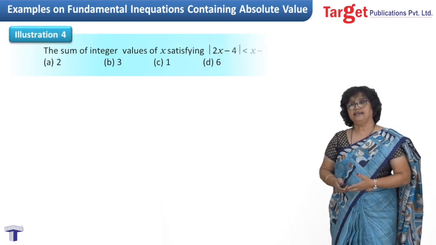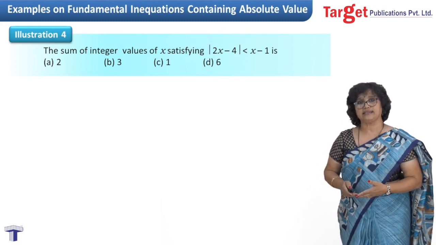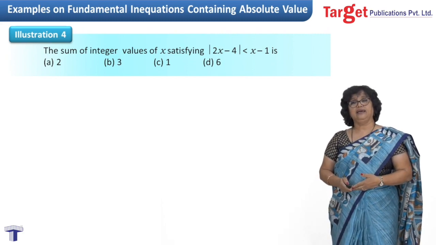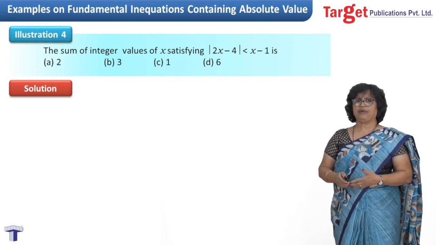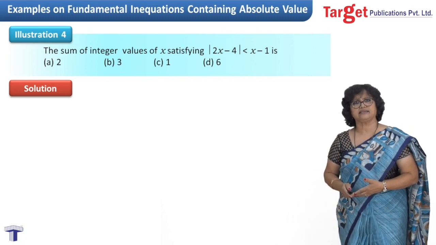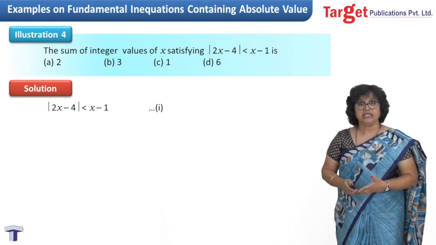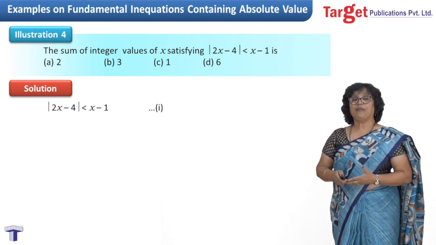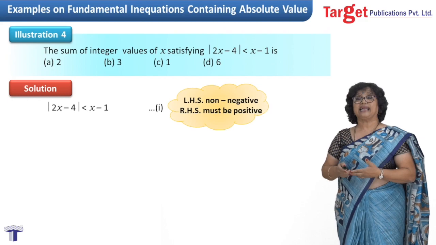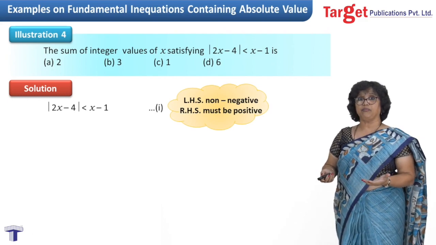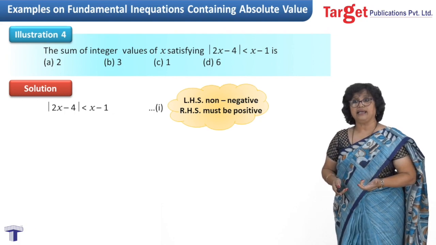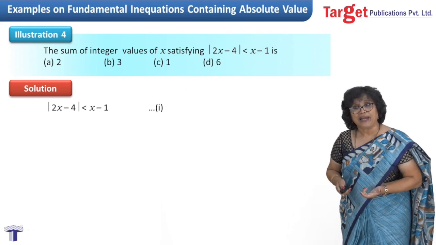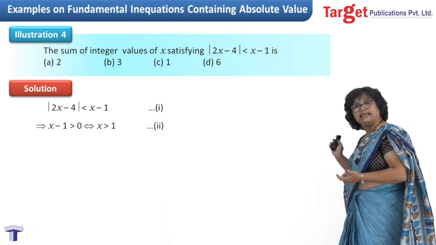Now the next one says that I have to find the sum of integer values of x which satisfy absolute value of 2x minus 4 less than x minus 1. And this is something which is familiar to us. We have seen something like this where we have to find the feasible region. Now mind you please, the left hand side is non-negative and for the right hand side no condition is given, but we can put one from our side seeing the left hand side. So the right hand side has to be positive. So the moment I write x minus 1 greater than 0, I get x greater than 1.